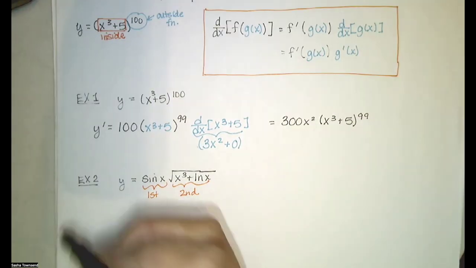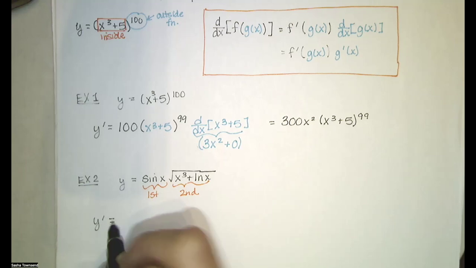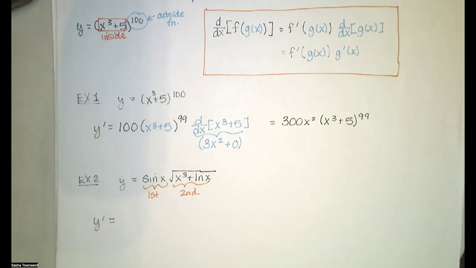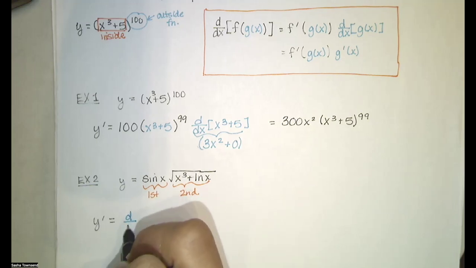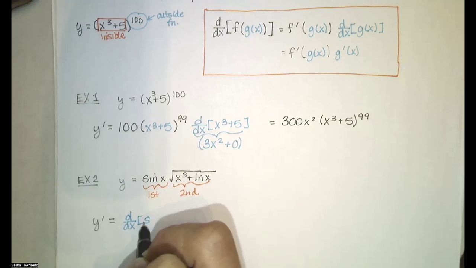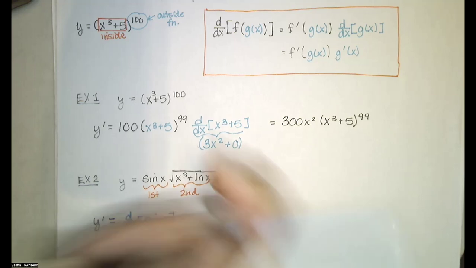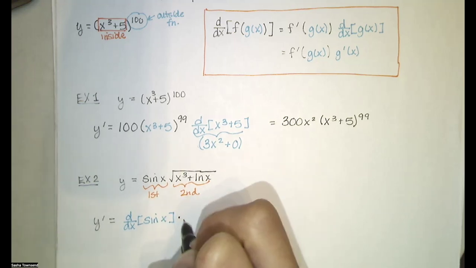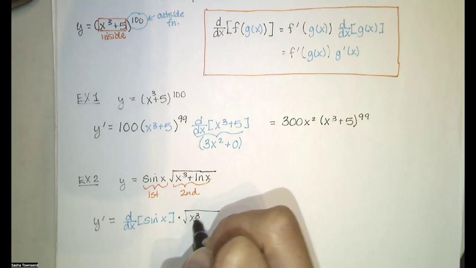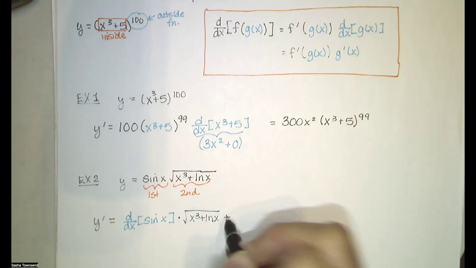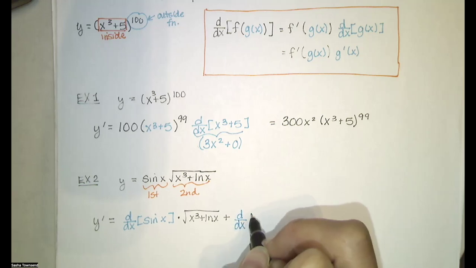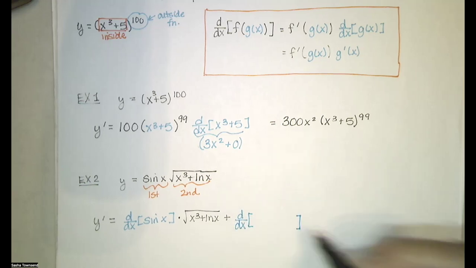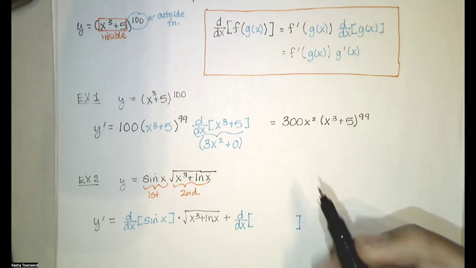And that means the first thing that I will apply is the product rule. I have y prime equals the derivative of that product is the derivative of the first function times the second function undifferentiated. So you're just going to write it down. And then we're going to add the derivative of the second function times the first function undifferentiated.